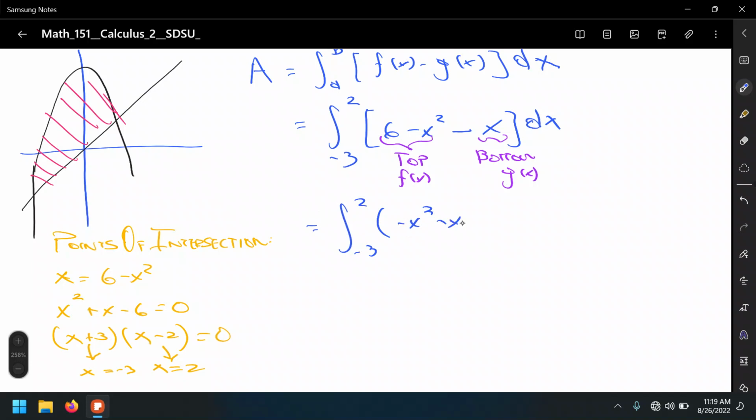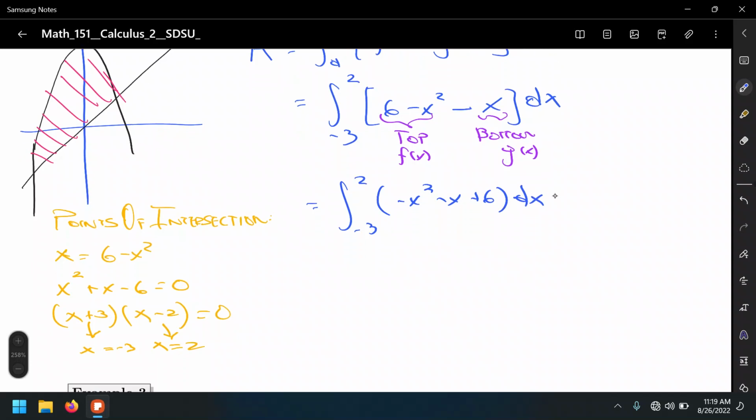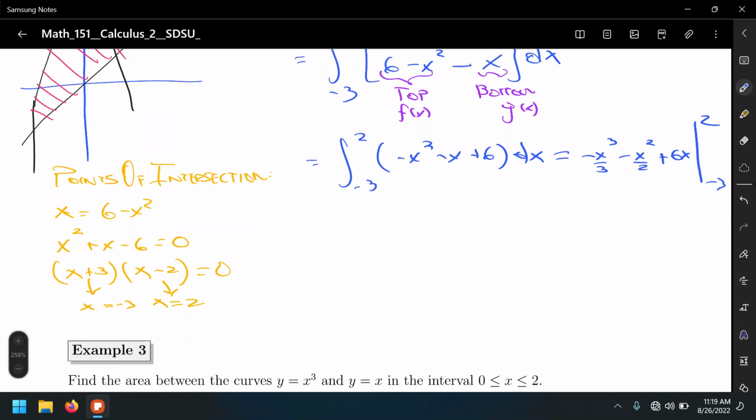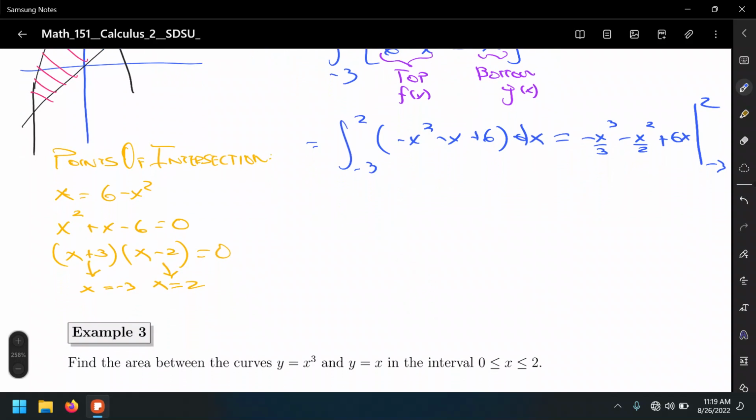Negative x squared minus x plus 6 with respect to x. And again, this integration should be really simple. General power rule: negative x cubed over 3 minus x squared over 2 plus 6x, evaluated from negative 3 to 2. Even though this looks very simple, and in fact it is, I would like to go through all the details at least for this exercise, because there will be a lot of going back and forth with signs. You will see what I'm talking about in a second.